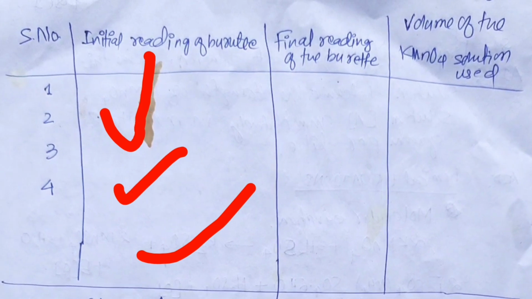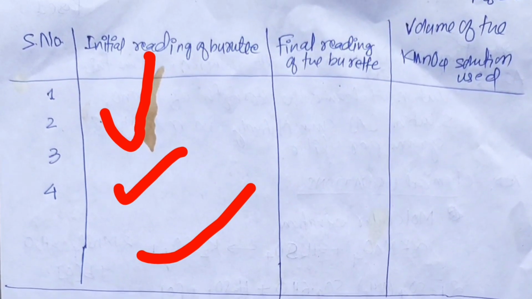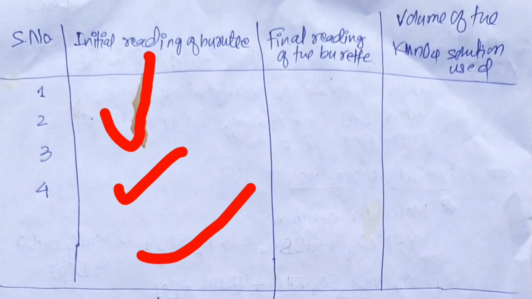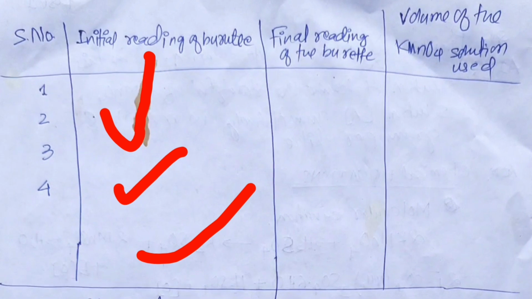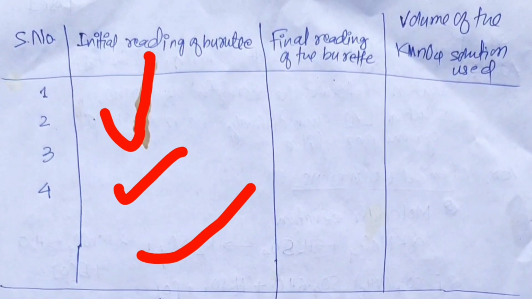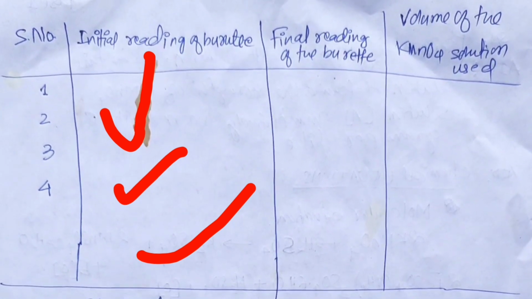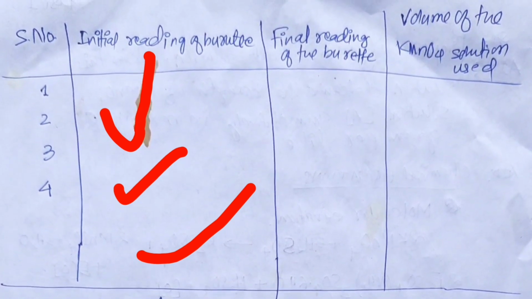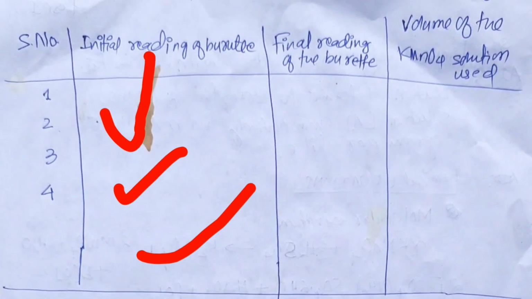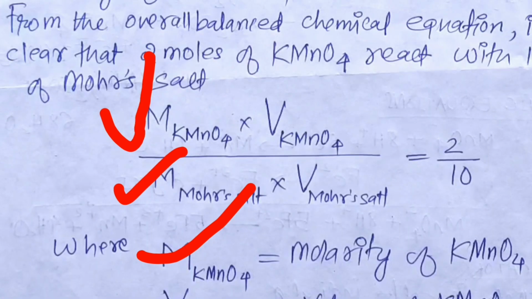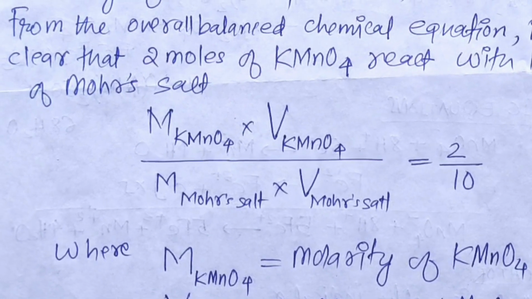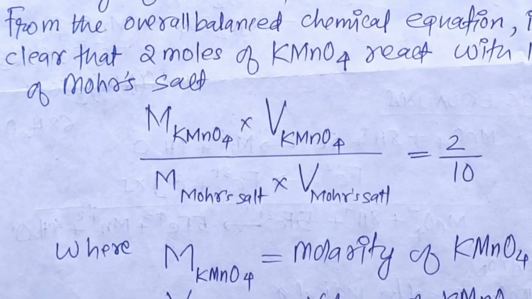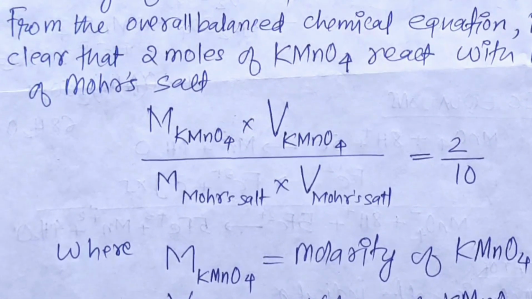The initial reading will be 0.0, and the final reading will be what appears on the burette. After that, you go to the third column, the volume of KMnO4 solution, which is final minus initial, so it will be the same as the final reading of the burette. After obtaining all this, we will go for the calculation, starting with the volume of KMnO4.